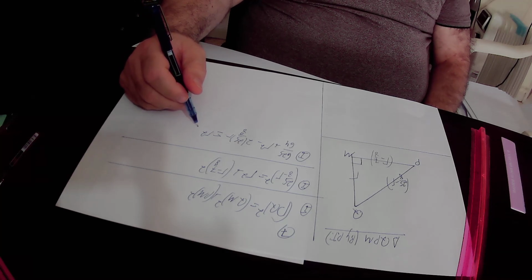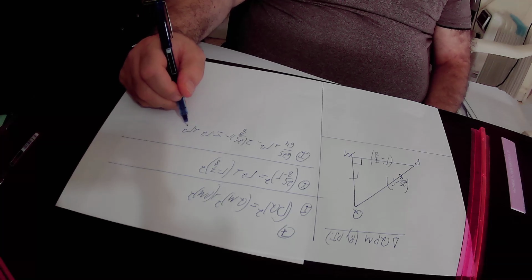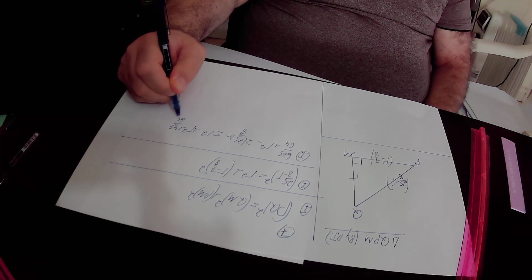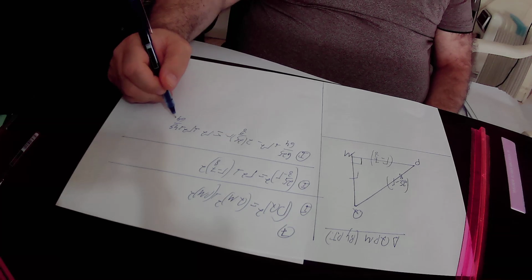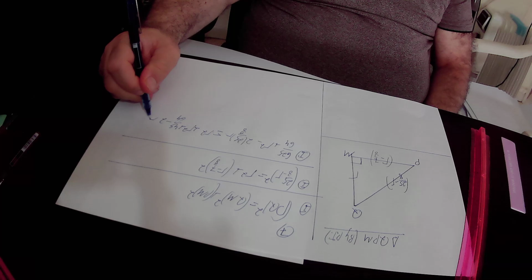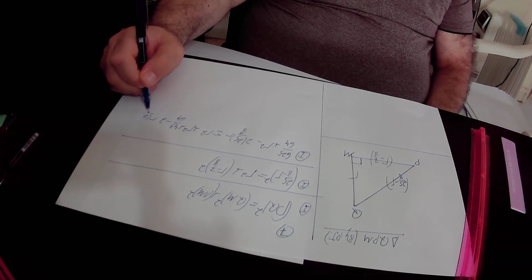(r minus 7/8) square equals r square plus (7/8) square. (7/8) square is 7 square, 49, over 8 square, 64, minus 2 times r times 7/8. Okay.